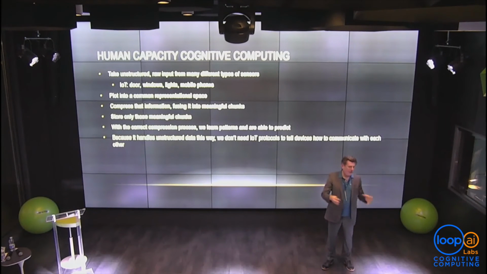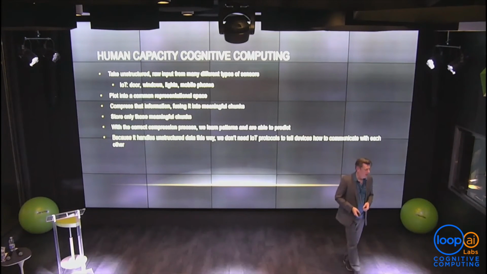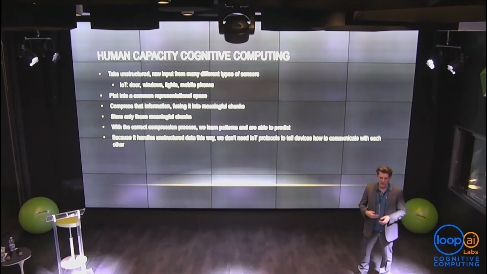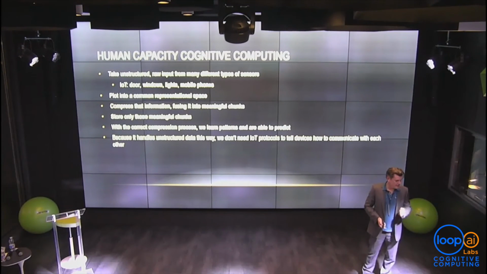So it could take all that, plot it into a common representational space, and then compress that information, fuse it into those meaningful chunks, store only the meaningful chunks, so we don't have to store the raw data because we don't really need the raw data. All we need is the representation of the world, whatever little world you're looking at. And then with the right compression process, one that tries to minimize the error of reproducing the world from the data that's coming in, you learn patterns and you're able to predict things in the world from those patterns.